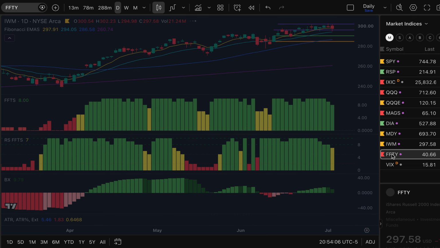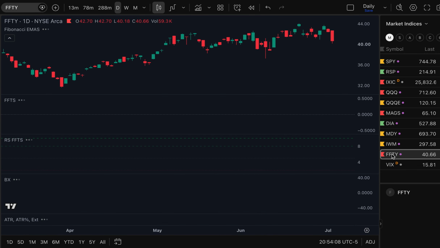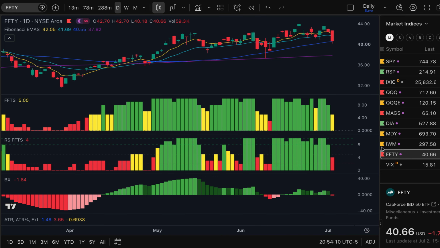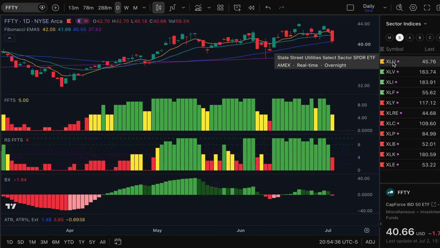The growth stocks, the IBD 50 ETF. Trend stack breaking down, 5 out of 10. Relative strength trend stack broken down worse at 4 out of 10. Momentum just turned negative. So that's a look at some of the index ETFs. Next, let's look at the 11 SPDR sector ETFs.